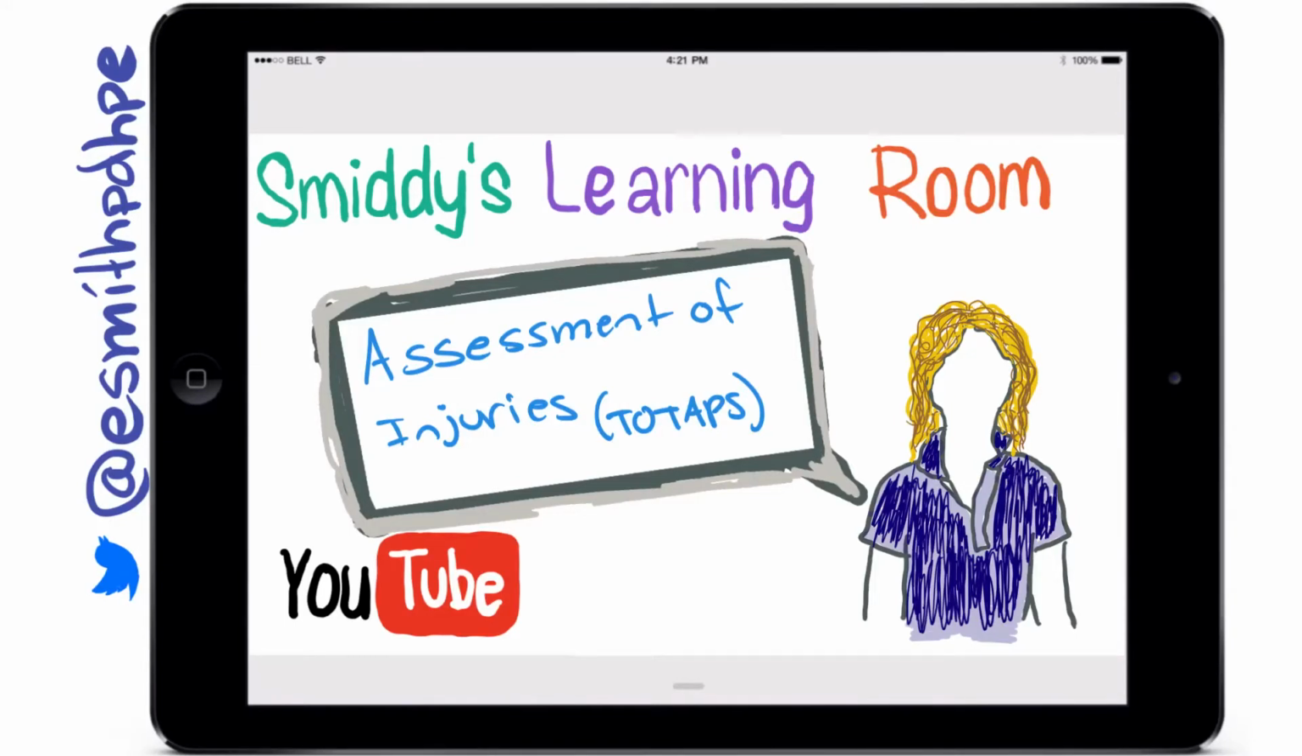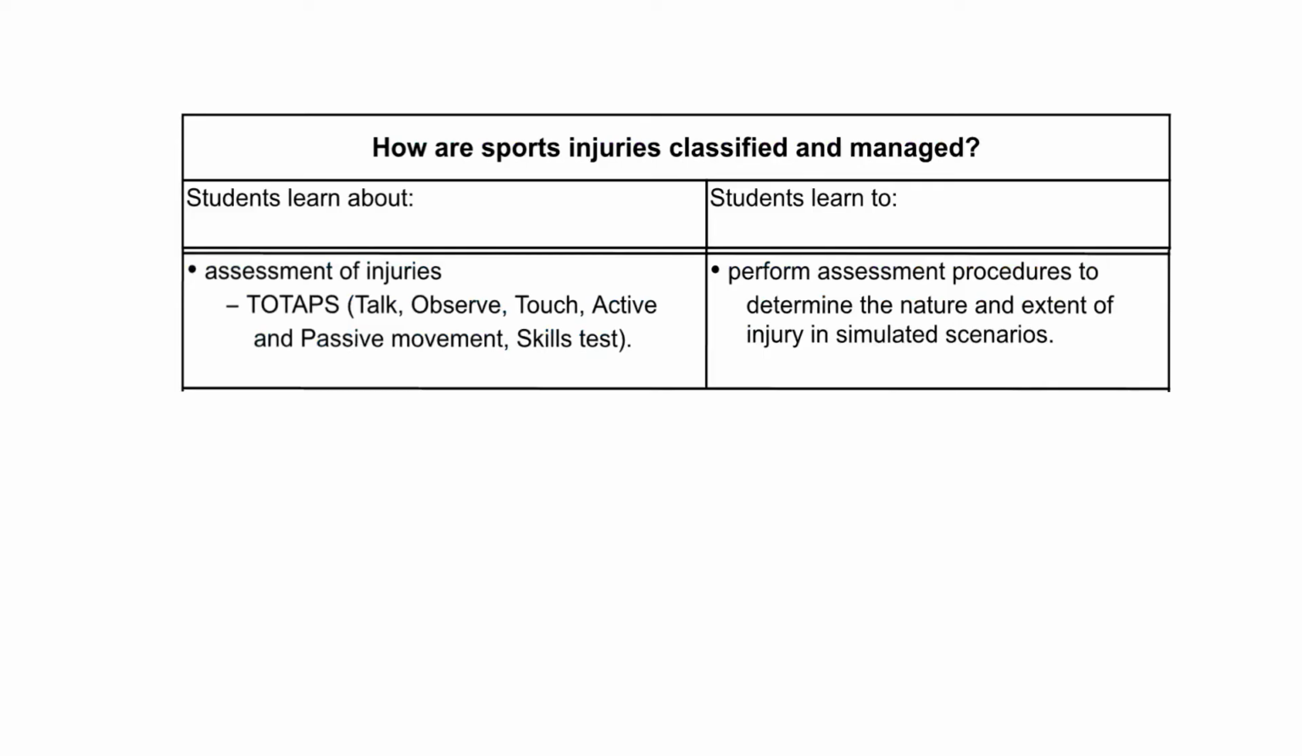Today we continue having a look at the HSC Core Sports Medicine, and we're going to have a look at the assessment of injuries, specifically TOTAPS. So we look down the syllabus and we look at the focus question today: how are sports injuries classified and managed? We've already had a look at how injuries are classified, and we've had a look a little bit closer at the management of soft and hard tissue injuries. And today we're having a look at the assessment of injuries. So how do we actually assess an athlete for an injury?